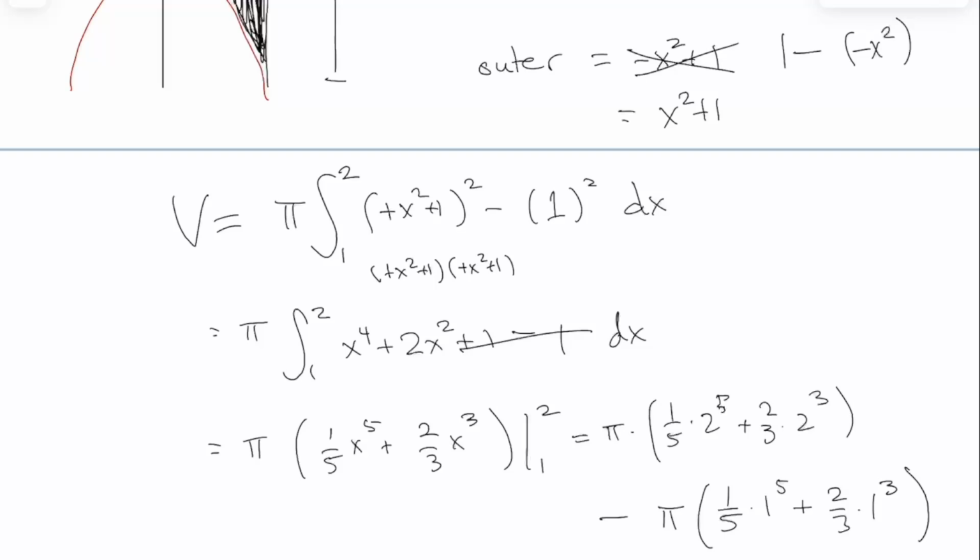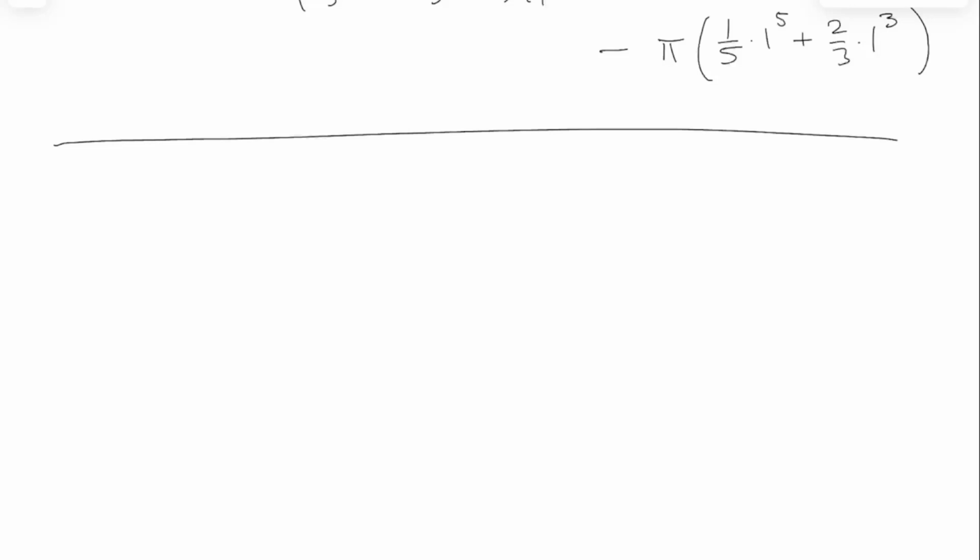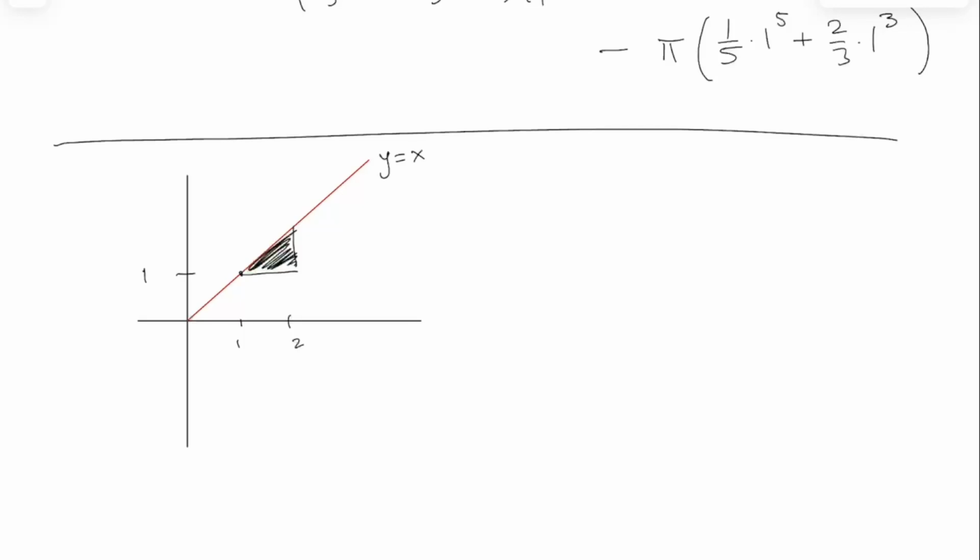All right, let's try another. I have one for you all to try. This is another similar type of shape. This is just the line y equals x. But I would like to consider the region between 1 and 2 and up here. So that triangle, this is y equals x, and this is y equals 1.